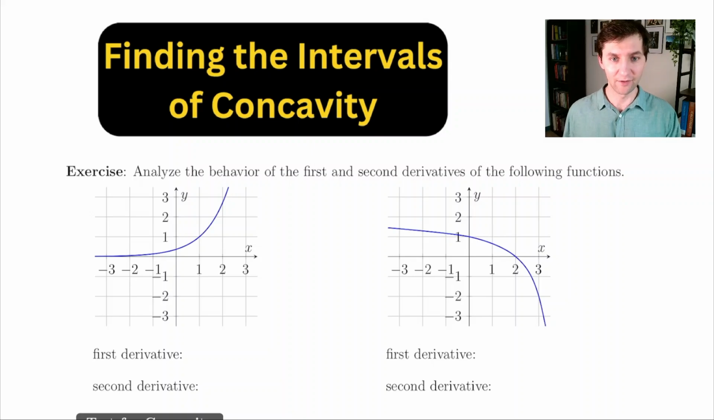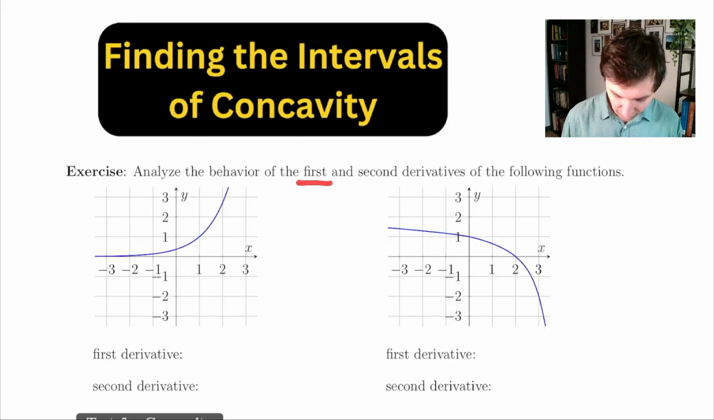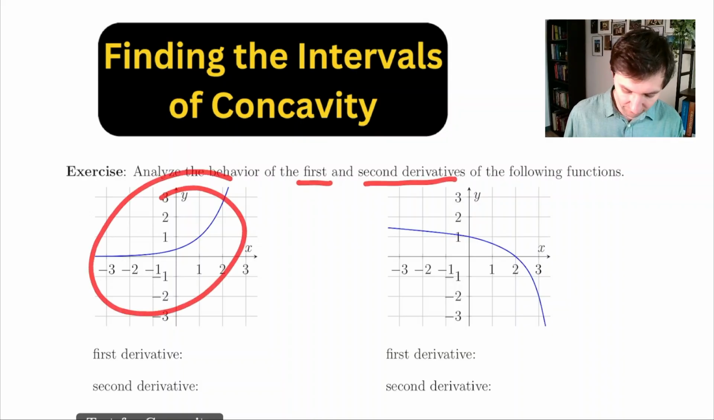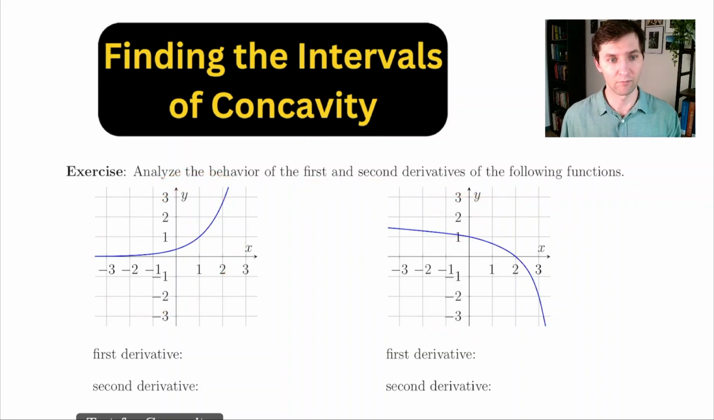Hi everyone. Today we'll learn how to determine where a given function is concave up and where it is concave down without seeing its graph. In the first exercise, we need to analyze the behavior of the first and second derivatives of the following two functions. If you would like to try this exercise on your own, stop the video now. You can download these notes using the link in the video description.